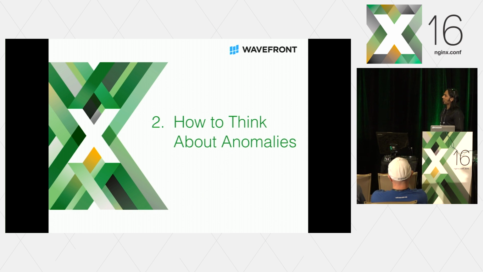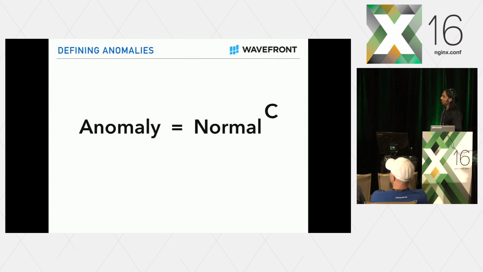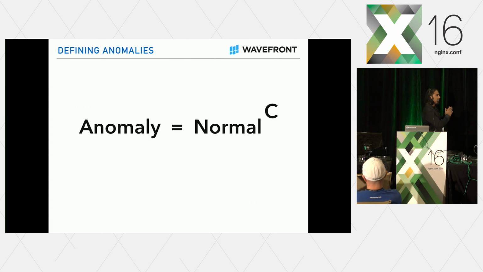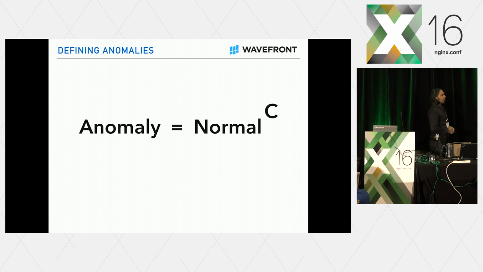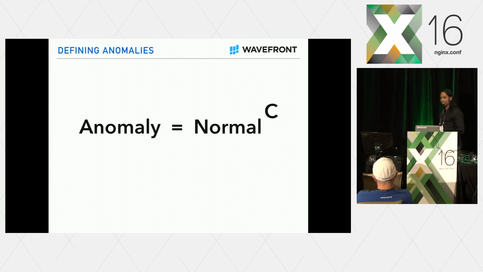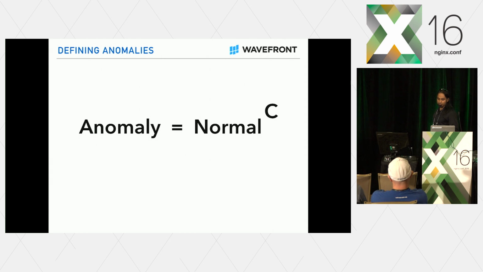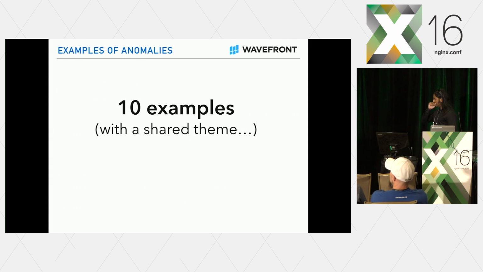So how should you think about anomalies? Go back to definitions. Anomaly is the complement of normal. There's 2 ways to define anomalies. One is to define the anomaly directly and say, here's a mathematical function that says this is an anomaly. The other way is to define what normal is and say everything else is the anomaly. In practice, the second way happens to be easier. I'll show you 10 examples with a shared theme, a secret theme, if you will.